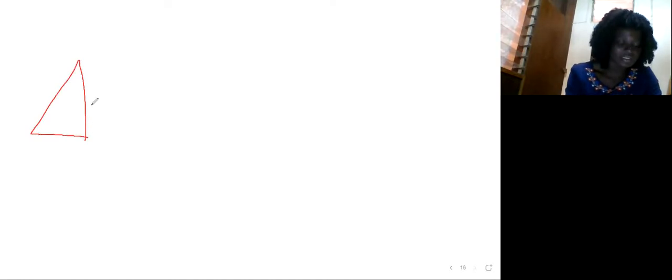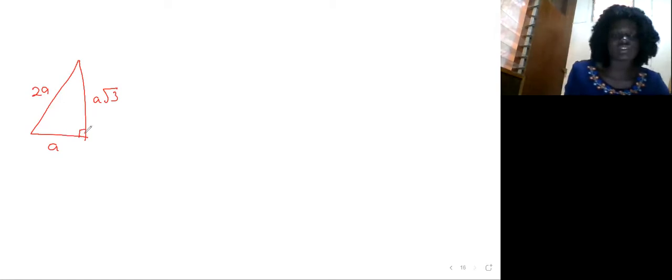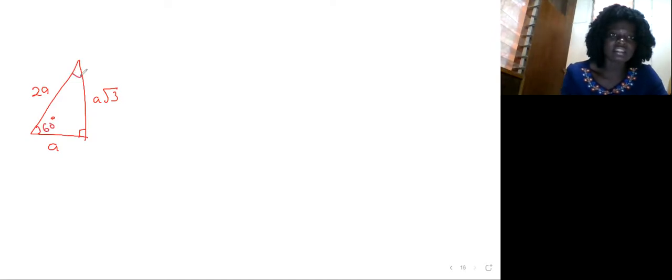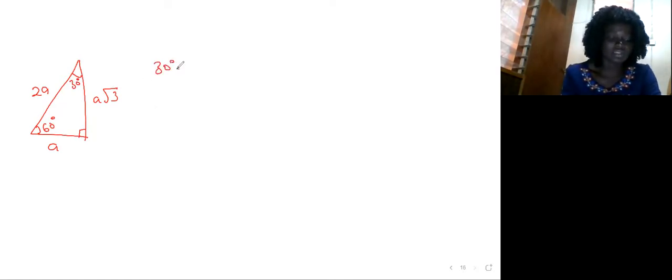And let's label it. We have A root 3, we have 2A, and we have A. This will prove that it's the right angle triangle. And we have 60 degrees over here and 30 degrees at the side. So this is the 30 degrees, 60 degrees, right angle triangle.